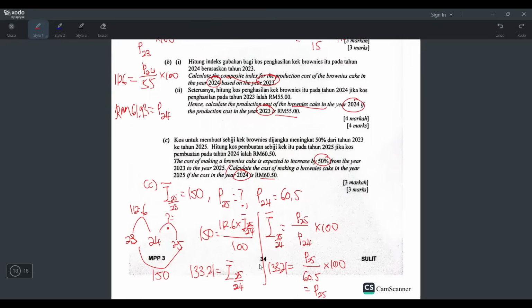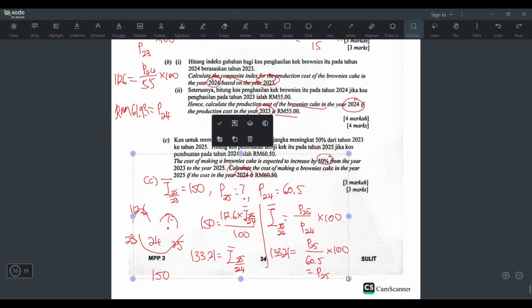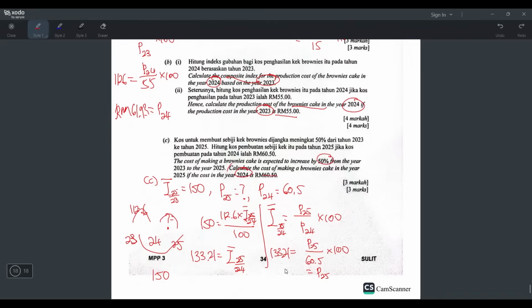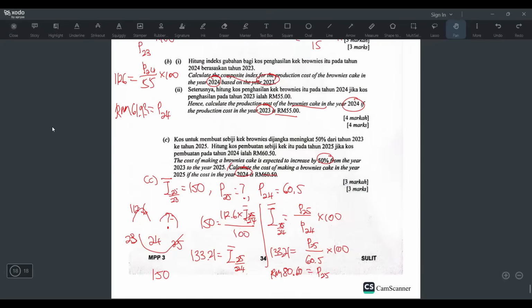But since this is RM, we will write two decimal place only. So 80.595, which means 80.60 lah. Okay, so I'll just write it here, 80.60. Okay, make sure you write RM because that's the cost price. Okay, I'm done with the whole paper. This is the whole explanation for the Terengganu Trial 2025 Addmaths paper 2.